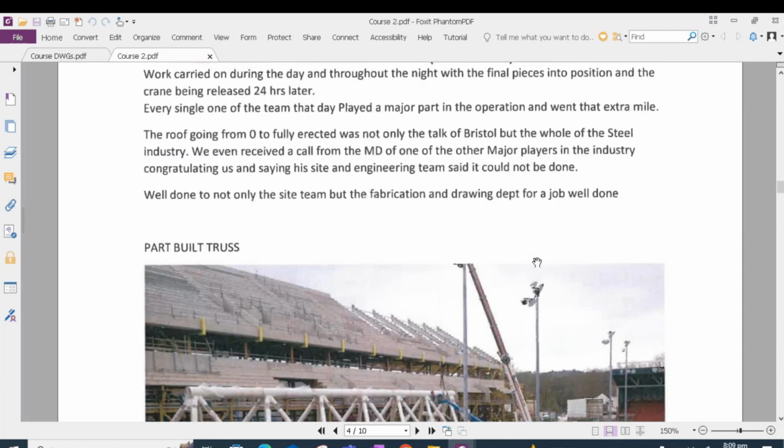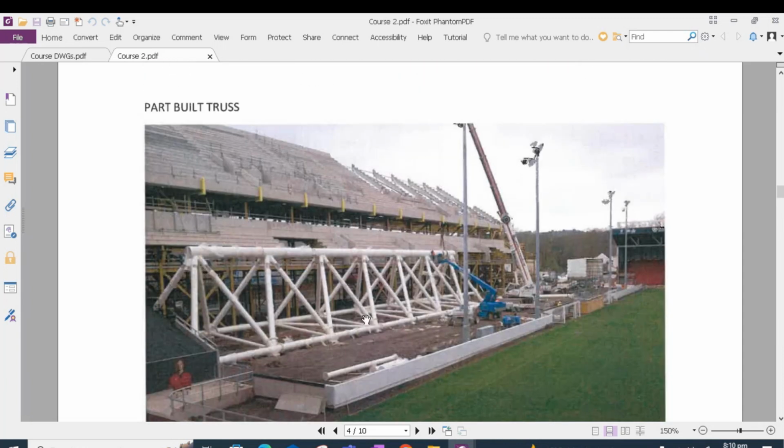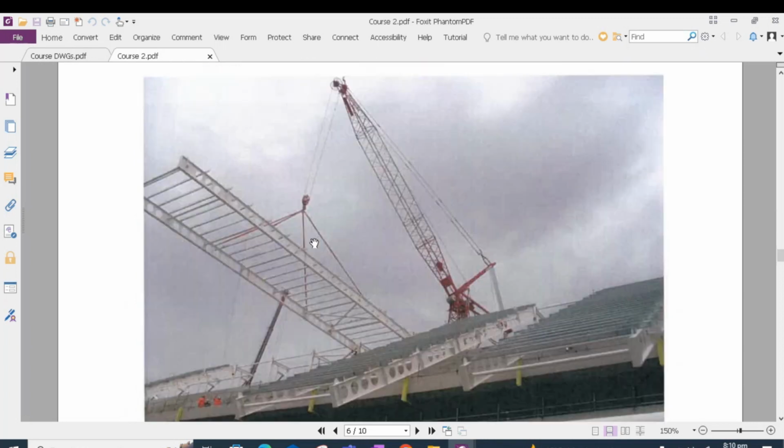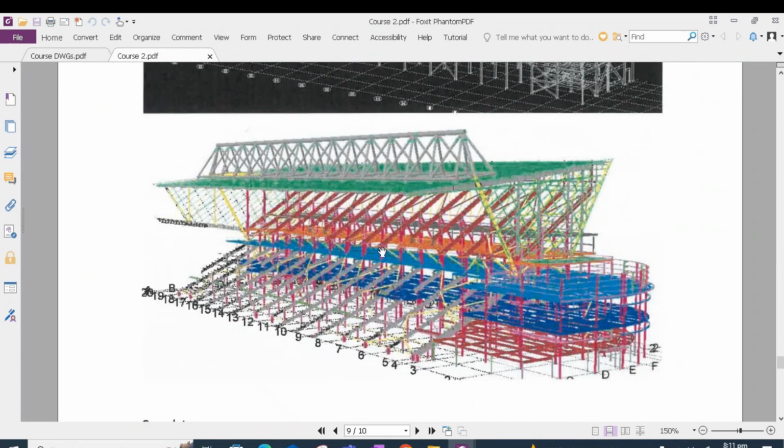Some of the pictures from the construction site are shown over here. So we have the grandstand already built and the lattice girder being assembled. The lattice girder is being assembled and is almost complete, whereas the cantilevers are installed. In this picture, the roof cantilevers are being installed by the crane. This is the 3D model of the stadium.